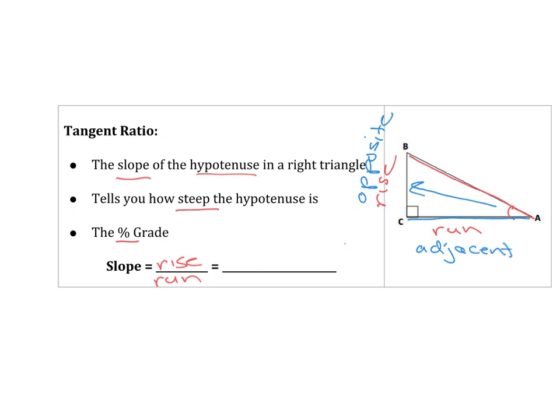So I can take the idea of slope and rewrite it, instead of rise over run, as the opposite side over the adjacent side. We're going to go ahead and practice identifying opposite sides and adjacent sides for our angles to help us find the slope of our hypotenuse, which represents our tangent ratio.